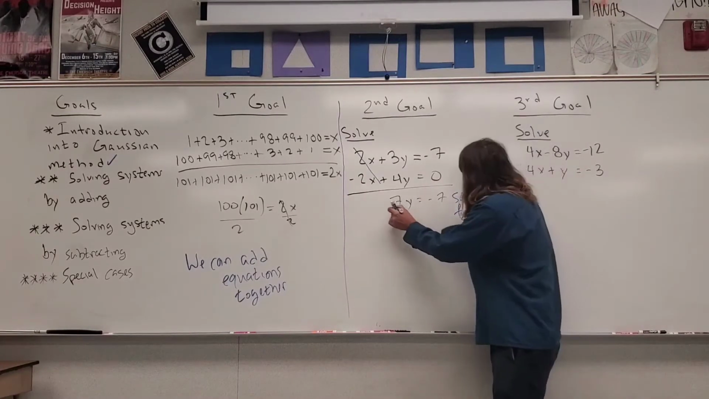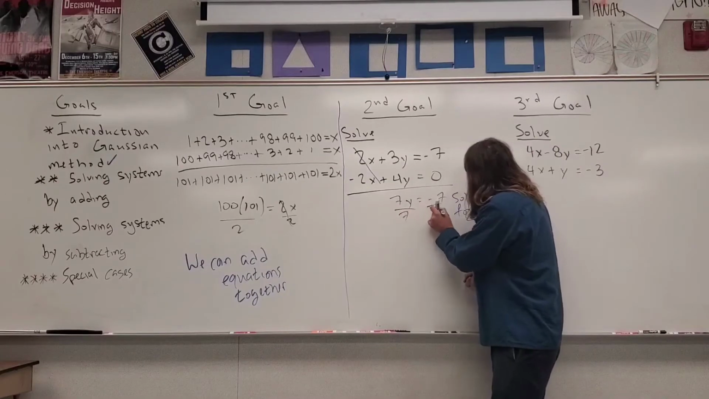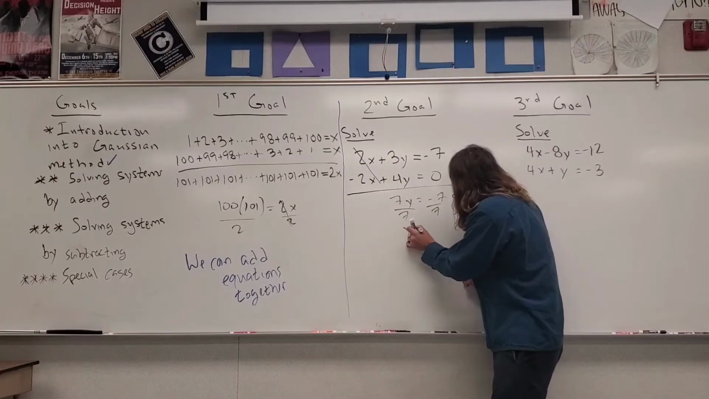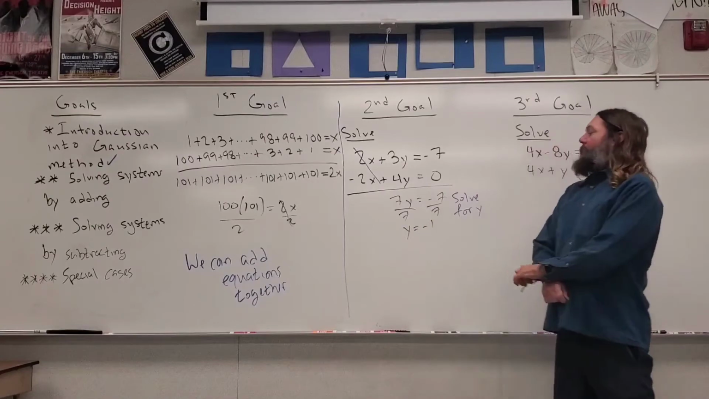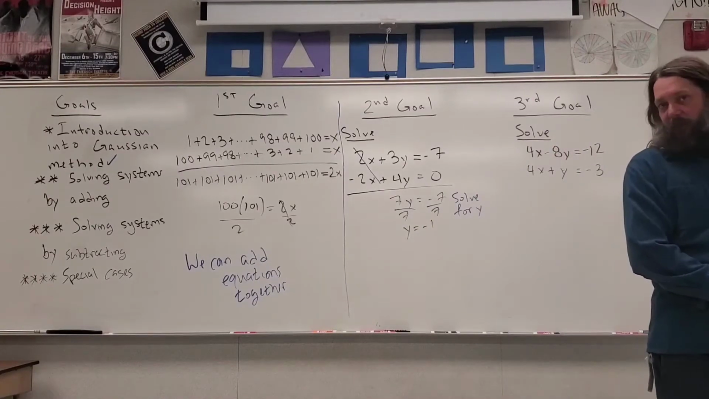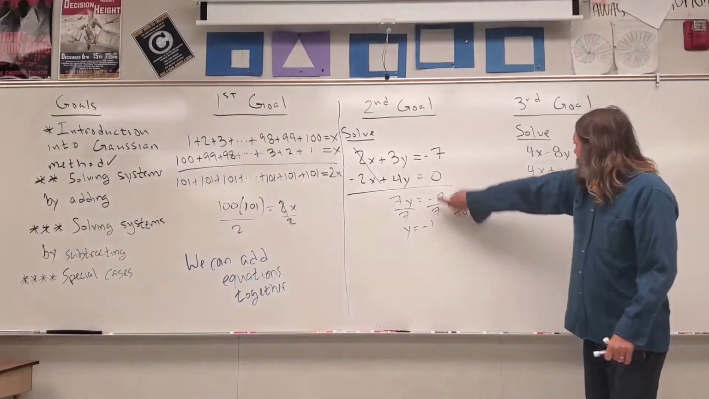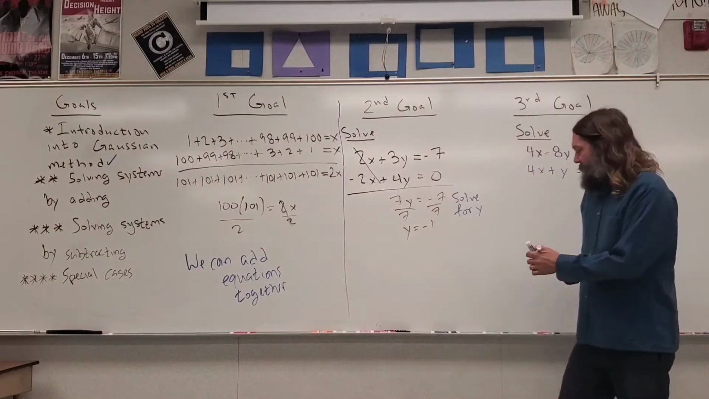And it's real easy to do. We divide out the 7, and we get that y is equal to negative 1. Okay, so now what we're going to do is we're going to plug in the y into either equation and solve for x.